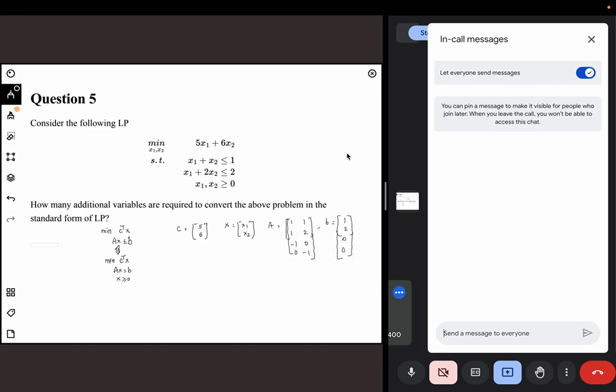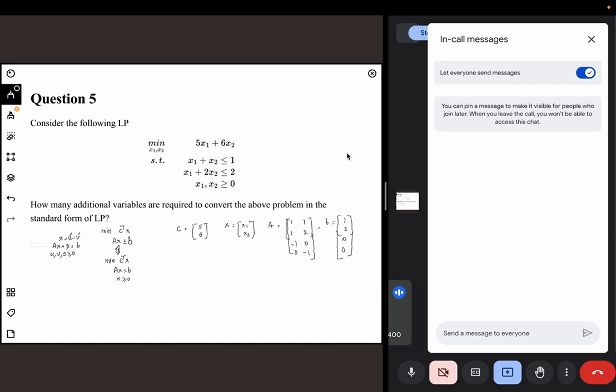So how did we do that? Essentially we decomposed x such that we wrote x equal to u minus v, and then we wrote Ax plus s equal to b. So we introduced three additional variables u, v, s such that all of them are positive, right? With those we were able to solve the problem.